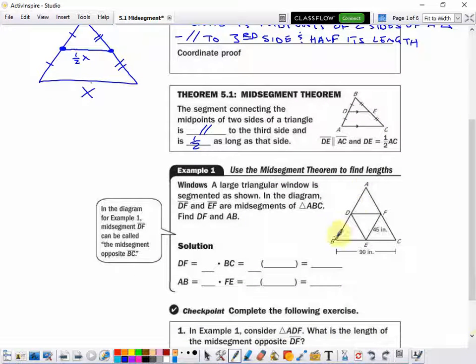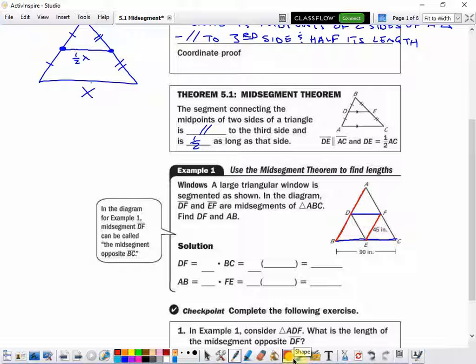Alright, so this is supposed to represent a triangular window with some segments. So we've got little partitions in the glass. In the diagram, DF and EF are mid-segments. So DF is a mid-segment opposite this side. EF is also a mid-segment opposite this side. Find the lengths of DF and AB.